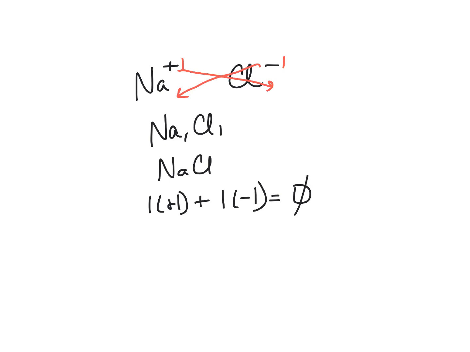So let's look at aluminum and sulfur. I look at aluminum on the periodic table, and I see that it has 3 valence electrons, so it's going to have a 3+ charge because it's going to lose those 3 valence electrons. Sulfur has 6 valence electrons, so it's going to gain 2 electrons because it wants to get to 8, so it has a 2- charge.